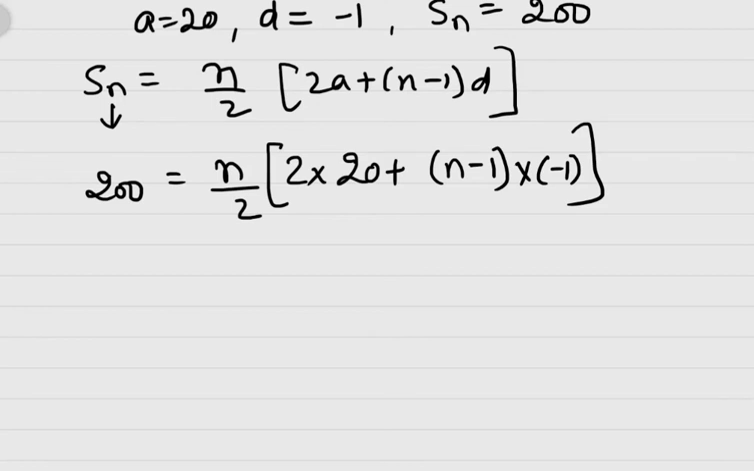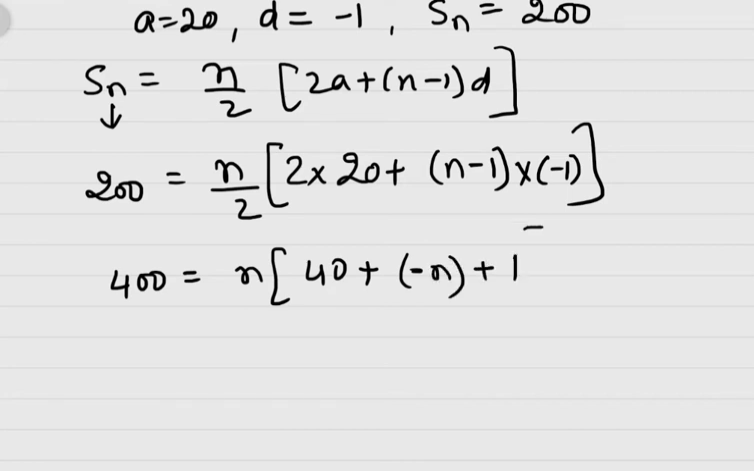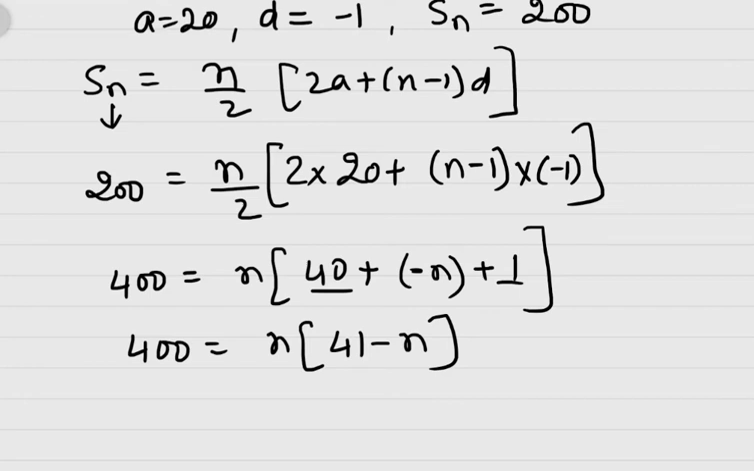So 200, you just send this to this side, so this will become 400, which will be equal to n into 40 plus, now n into minus 1 will be minus n, and minus 1 into minus 1 will be equal to plus 1. Okay, so this is how you will come to the next part. Now let's simplify. So 400 will be equal to n into 40 plus 1 is 41, so 41 minus n, isn't it? 41 minus n.